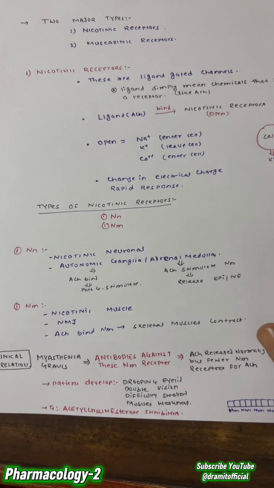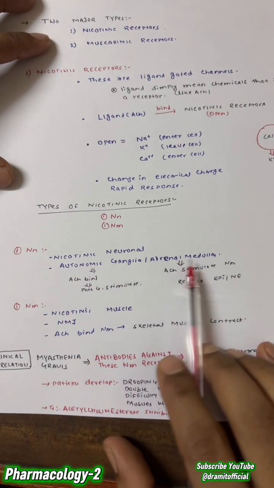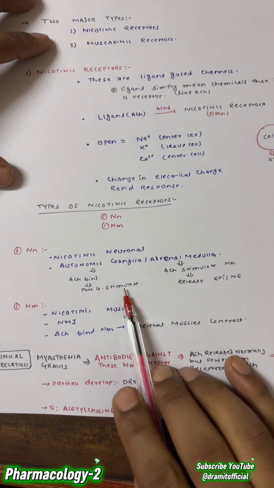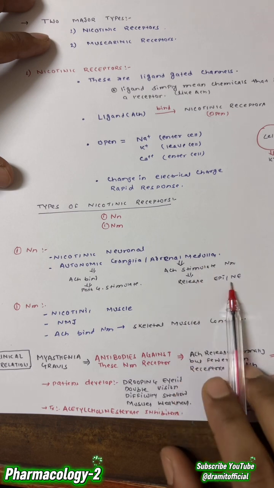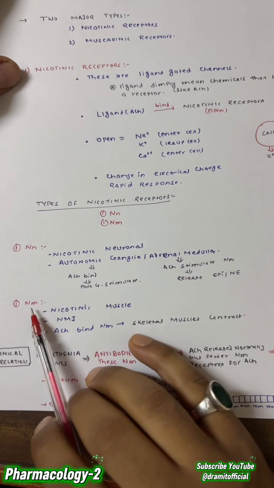It's written here, the same thing: it is found in autonomic ganglia and adrenal medulla, and when ACh binds, it stimulates the postganglionic neuron, and when ACh binds to the NN receptor of the adrenal medulla, it will release epinephrine and norepinephrine. Now let's talk about the NM receptor.